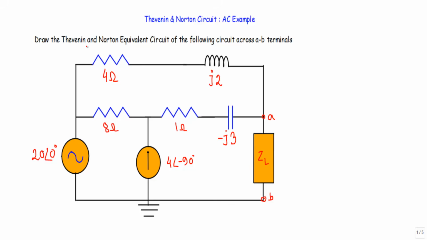Okay, draw the Thevenin and Norton equivalent circuit of the following circuit across A and B terminals. I have to draw the Thevenin and Norton equivalent circuit across these A and B terminals.